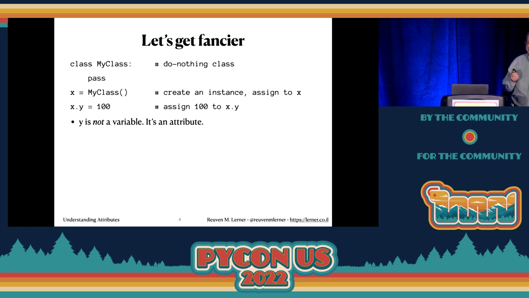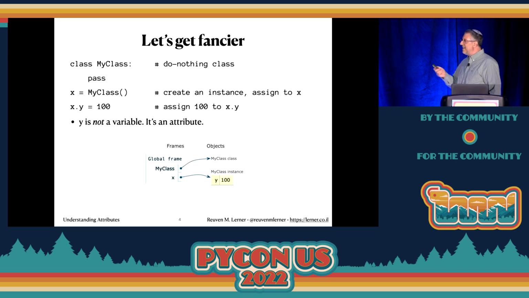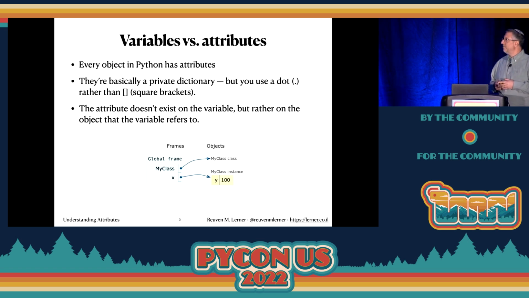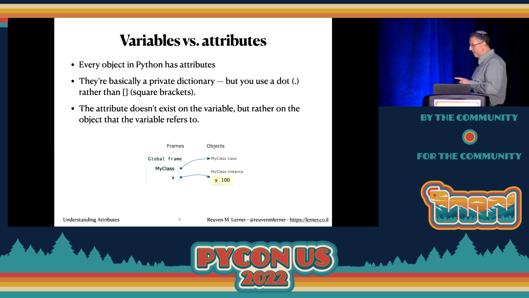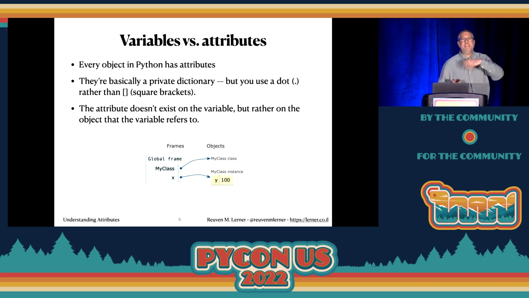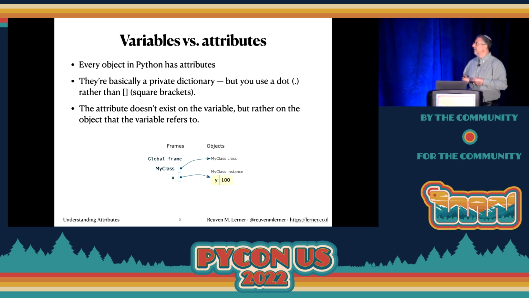We have 2 totally separate storage systems in Python. And here we see then that x refers to an instance of MyClass, and in that object, we have the attribute y with a value of 100. Now, every single object in Python has attributes, every single one. And you can think of them as a private dictionary on the object. But instead of using square brackets, you're using a dot to either set or retrieve them. And the attribute does not exist in the variable. So while we colloquially could say, yes, x has an attribute y, realistically, x is the variable referring to that object, and the object has the attribute y.